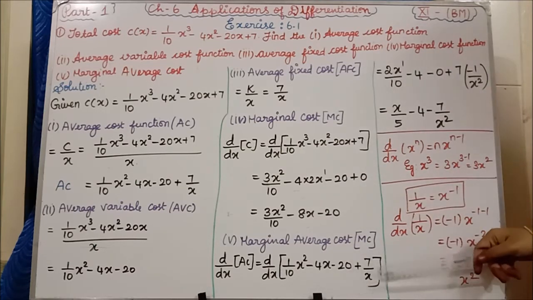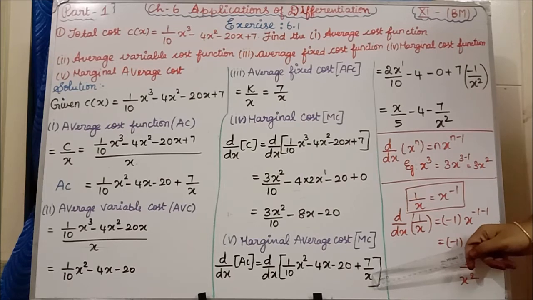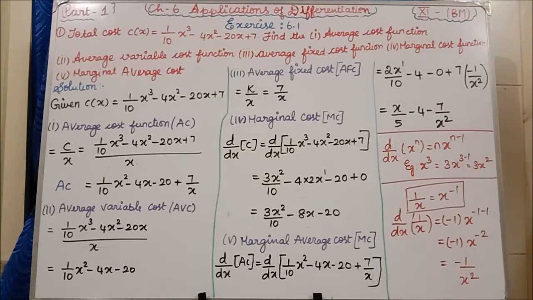See here, plus 7 by x. Here we have x in the denominator. So to differentiate 1 by x, this concept we have seen in chapter 5 itself. Here I will recall that 1 by x, how can we write it? It is x inverse, x power minus 1. If you differentiate x power minus 1, it is minus 1 x power minus 1 minus 1, so minus 1 x power minus 2. This x power minus 2 comes to the denominator as x square.